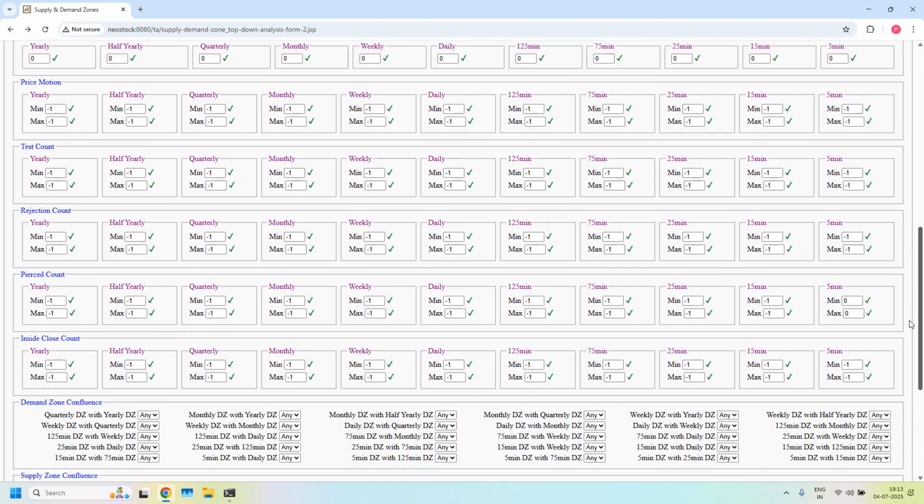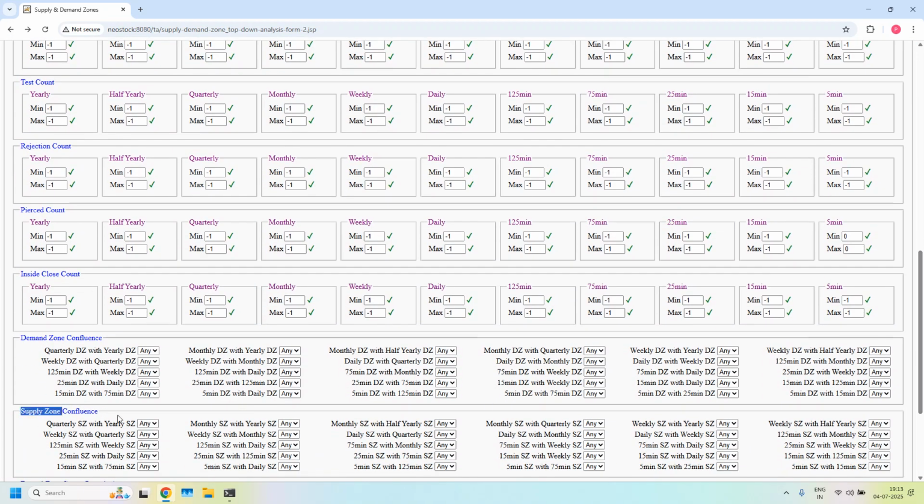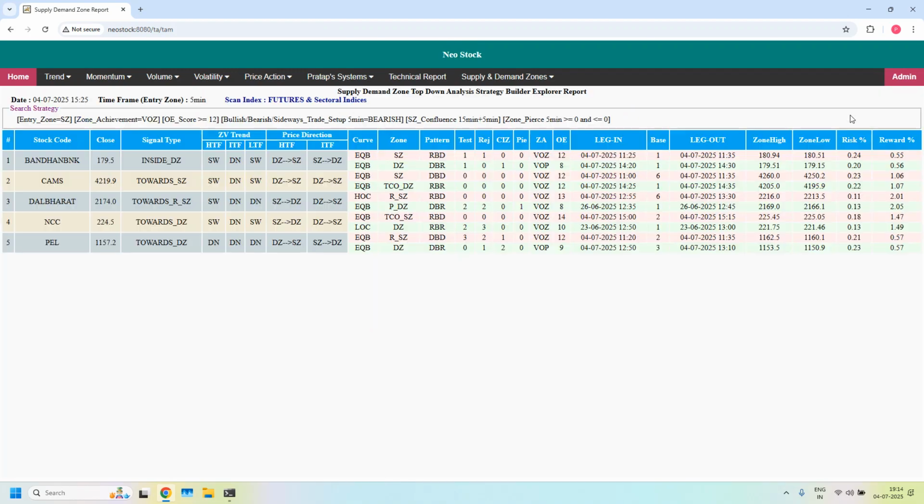Let's verify. So in the supply zone confluence, I am setting the filter 5 minute supply zone with 15 minute supply zone. I enable the filter. Now we got 5 stocks. In these 5 stocks, these 5 minute supply zones are overlapped with 15 minute supply zone. And 15 minutes trend is a downtrend in all the stocks.